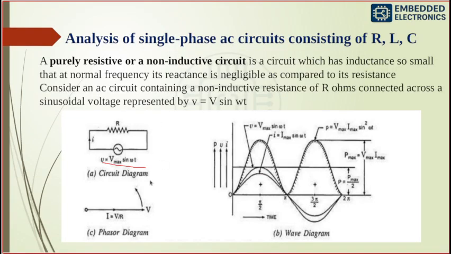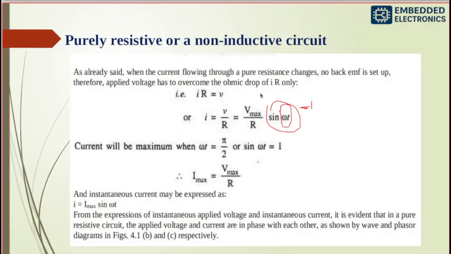But from the circuit we have V equals V max sin omega t. So substitute here. Current is maximum when omega t equals pi by 2. We already know sin pi by 2 is nothing but 1, right? So I max becomes V max by R, as this term becomes 1. Sin pi by 2 means 1. And the instantaneous current may be expressed as I equals I max sin omega t.